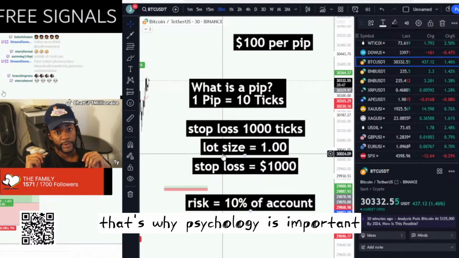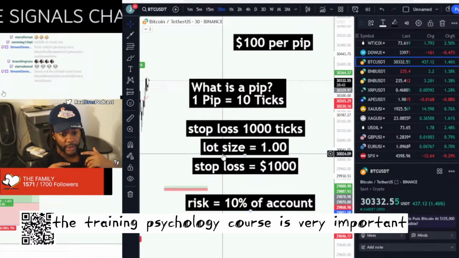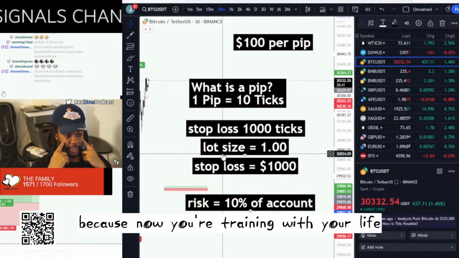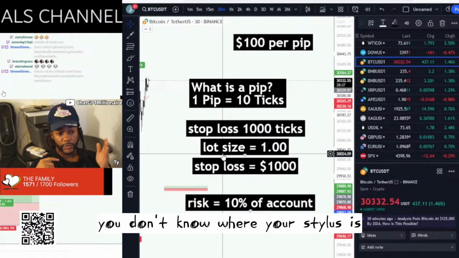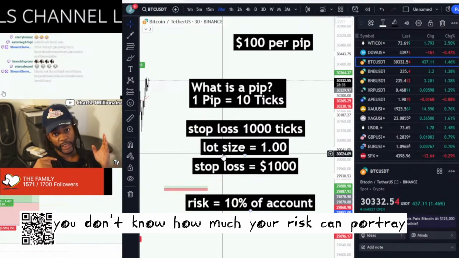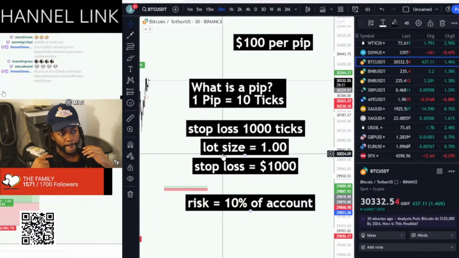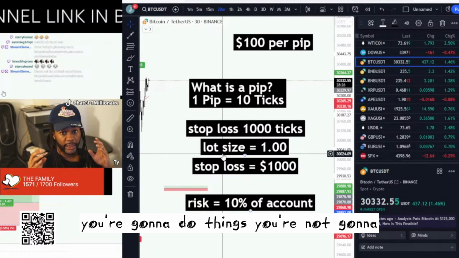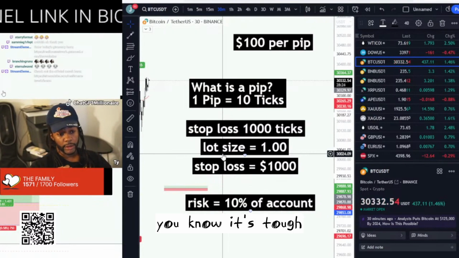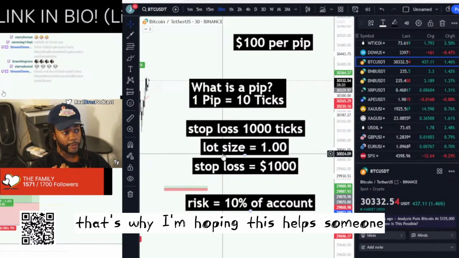That's why psychology is important to understand this stuff. The trading psychology course is very important because now you're trading with your emotional brain. You took out math. You don't know where your stop loss is. You don't know how much you're risking per trade. These things are going on when you're trading in your emotional brain, and your account is going to get blown. You're going to do things you're not going to, it's tough. It's really tough when you're training your emotional brain. It's tough.